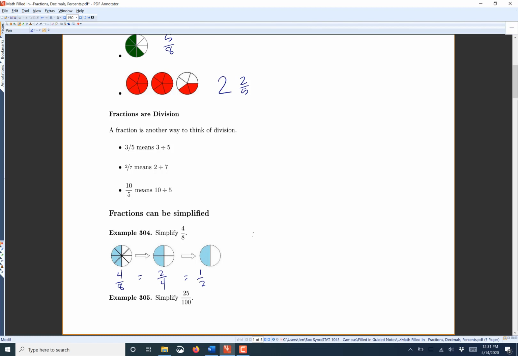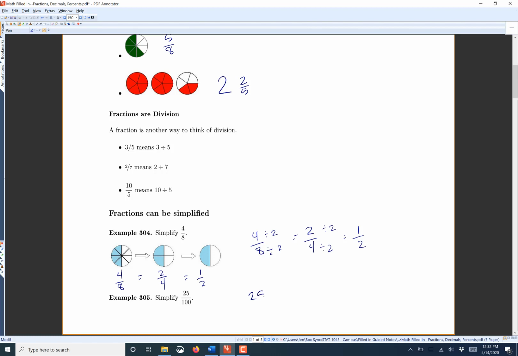If you wanted to simplify this by hand, you'd have 4/8 and you divide the top by 2 and the bottom by 2. So to simplify, you always divide the top and bottom by the same thing. So 4 divided by 2 is 2, 8 divided by 2 is 4. And if you did that again, you get 1/2. Again, if you can put this into your calculator, great.